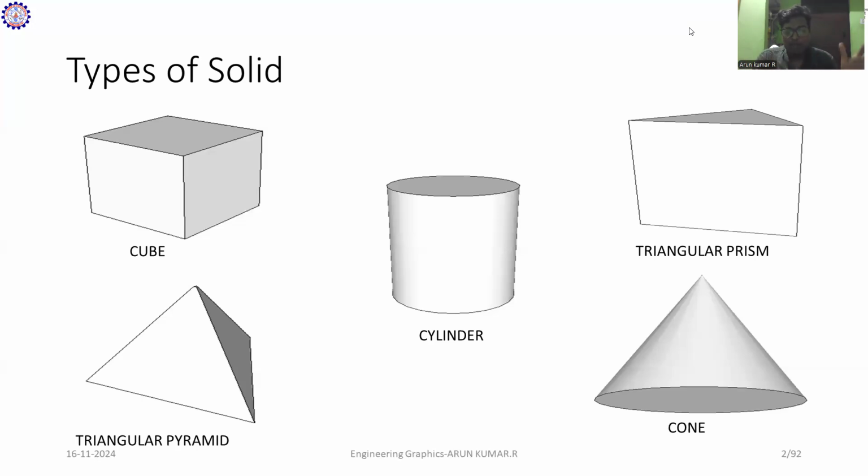For example, if I take a triangular plus pyramid, what is it called? A triangular pyramid. And a triangular plus prism is called a triangular prism. So what you have to understand is, you know what the solid name is and what the shape is. That is the primary thing, not only for projection of solids, but also in upcoming classes like development of solids and section of solids.